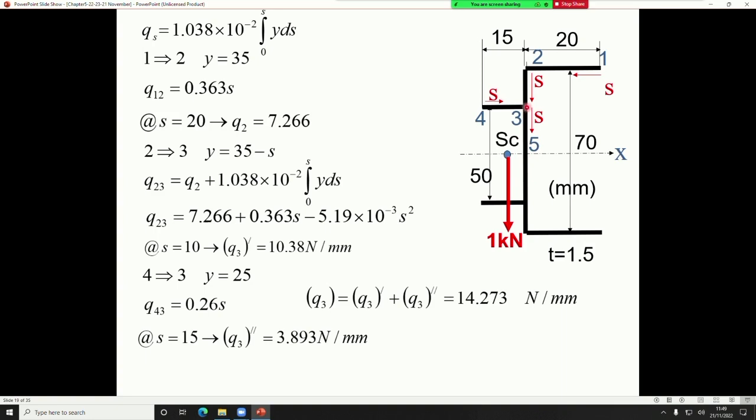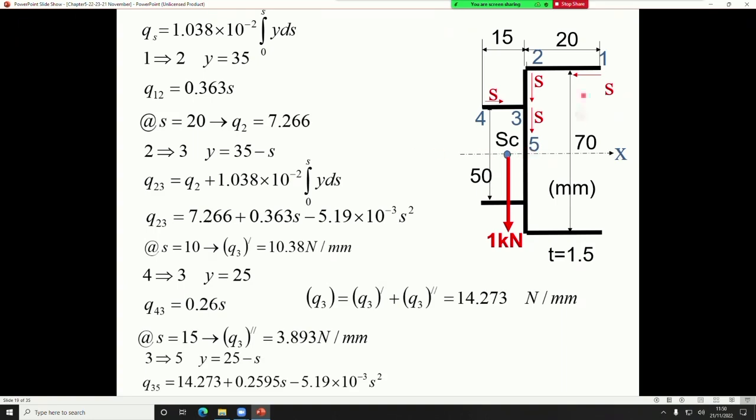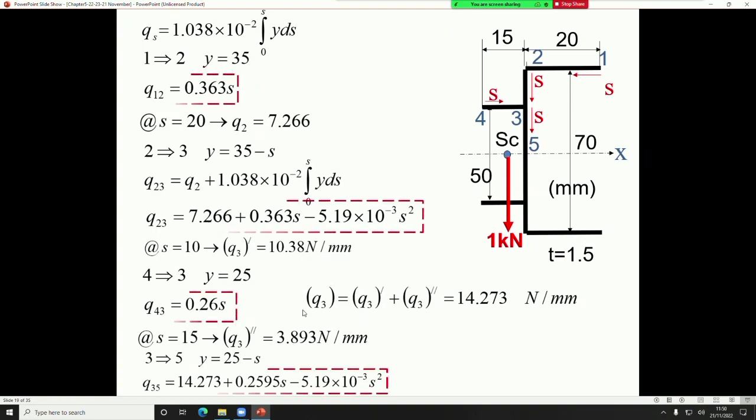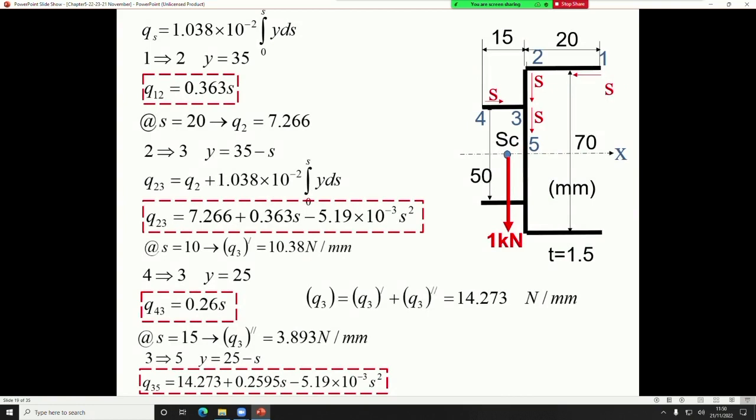The panel 3, 5 is vertical. We can say y is equal to 25 minus s. Substituting in the top equation gives us a quadratic distribution. And how do I find the shear flow at point 5? At point 5, y is equal to 35. If I substitute in this relation, I get the shear flow at point 5. I don't think I've shown it on this slide. Any questions on this slide?